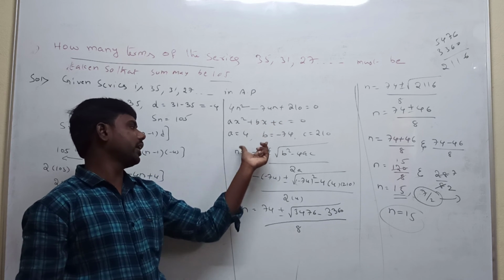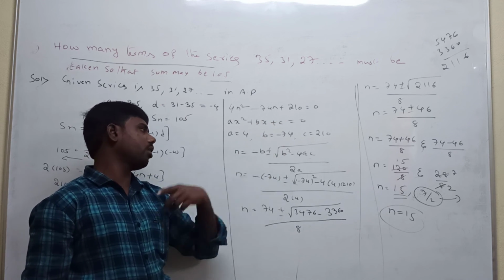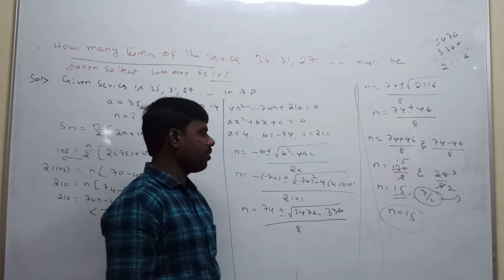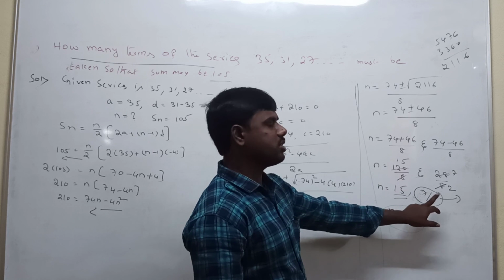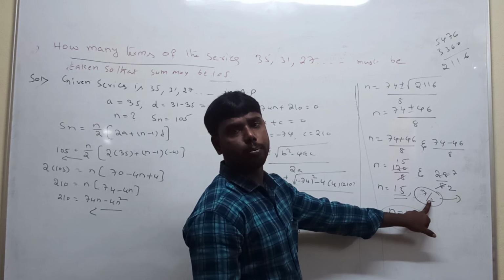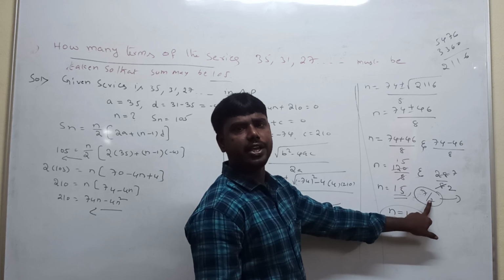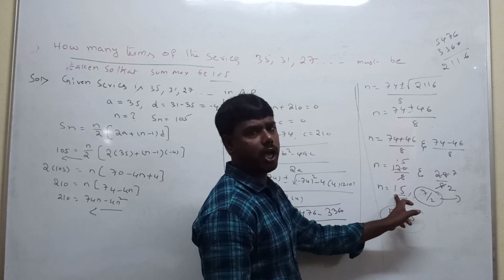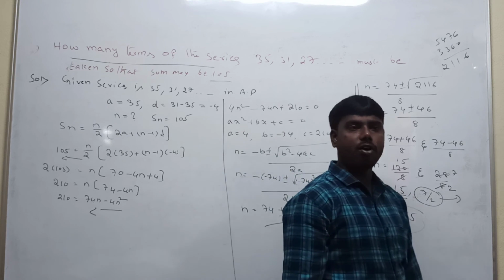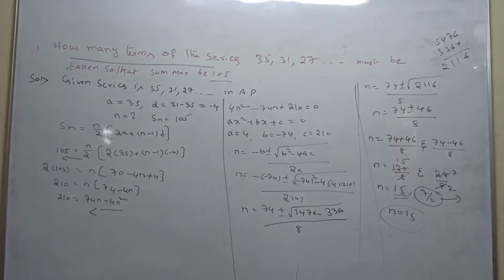What is the formula method? It is minus b plus or minus square root of b square minus 4ac by 2a. We substitute all the values and get n is equal to 15 or 7 by 2. 7 by 2 is a rational number, that's why it is not possible for the number of terms. That's why only one number is a possibility, that value is 15. So the sum of 15 terms is 105.